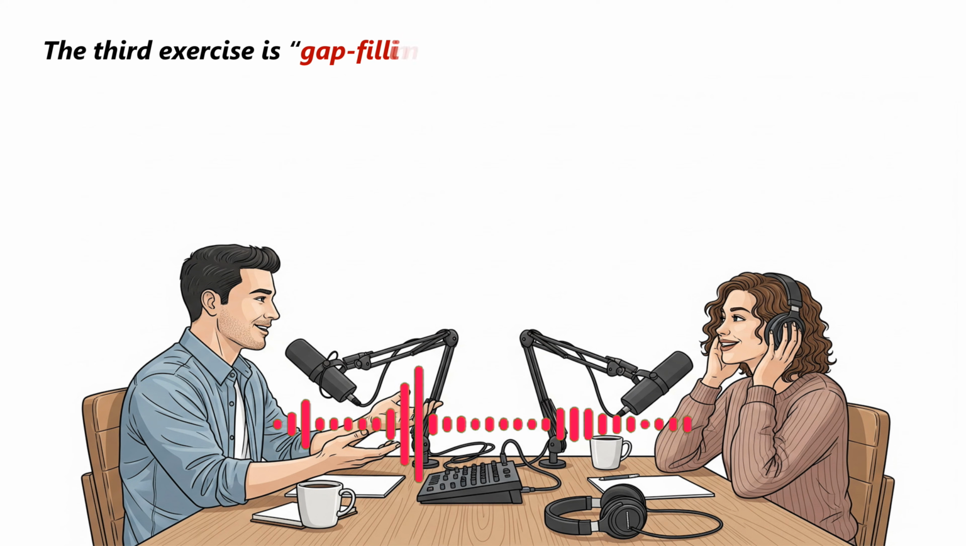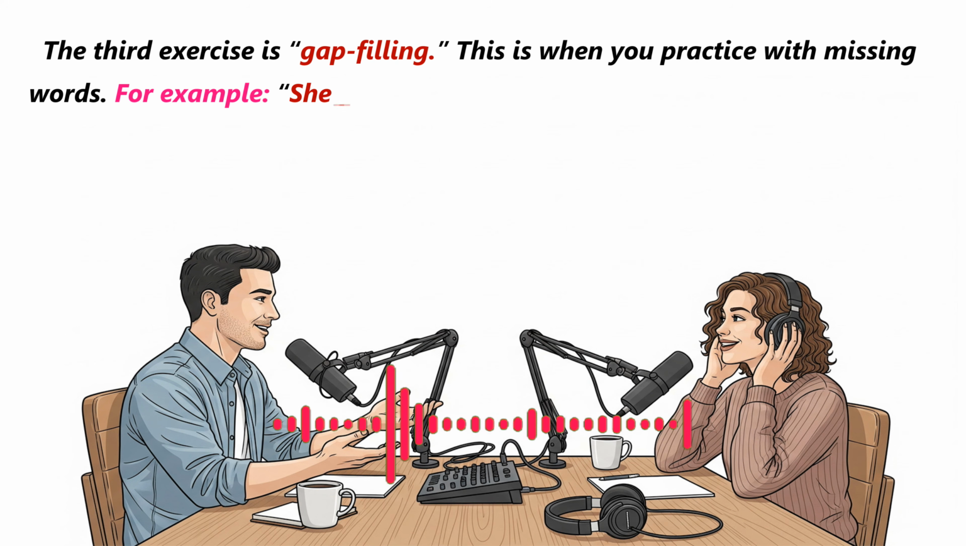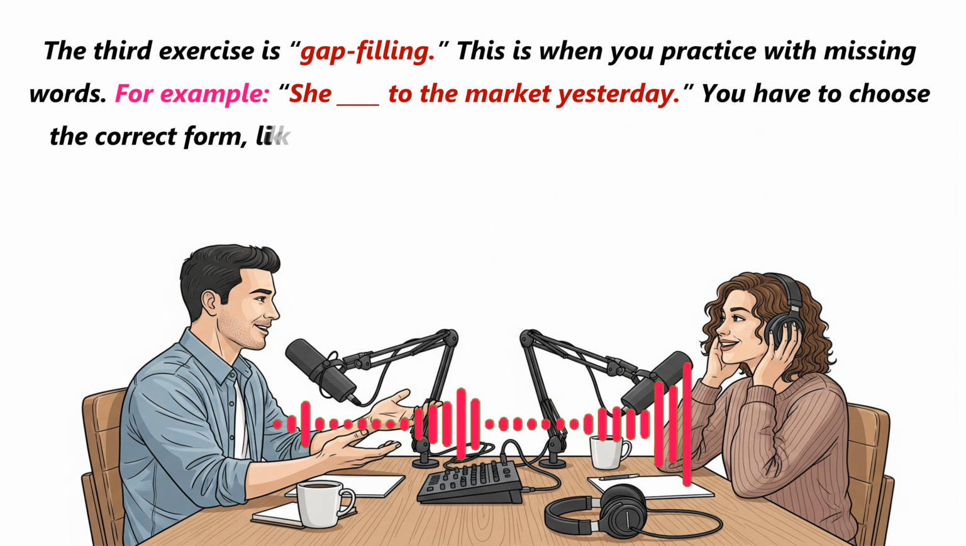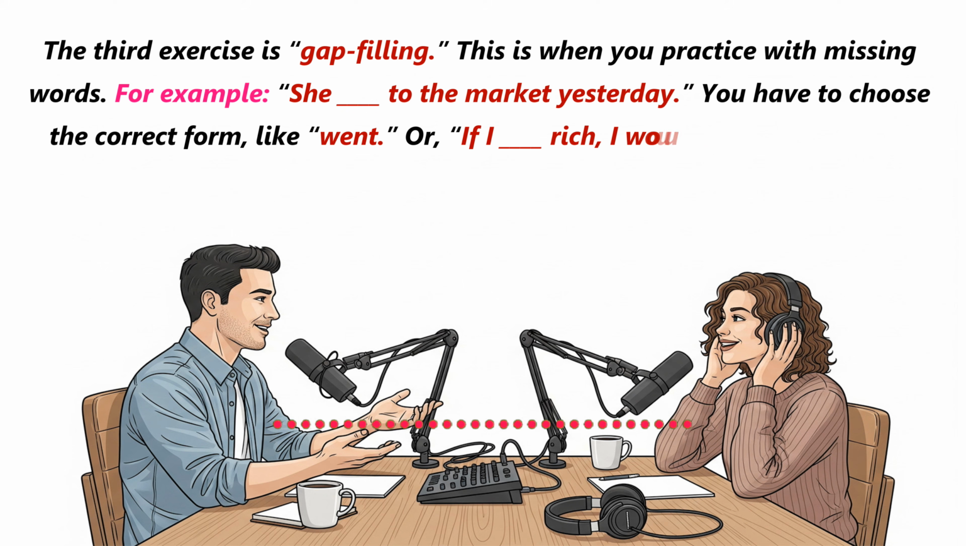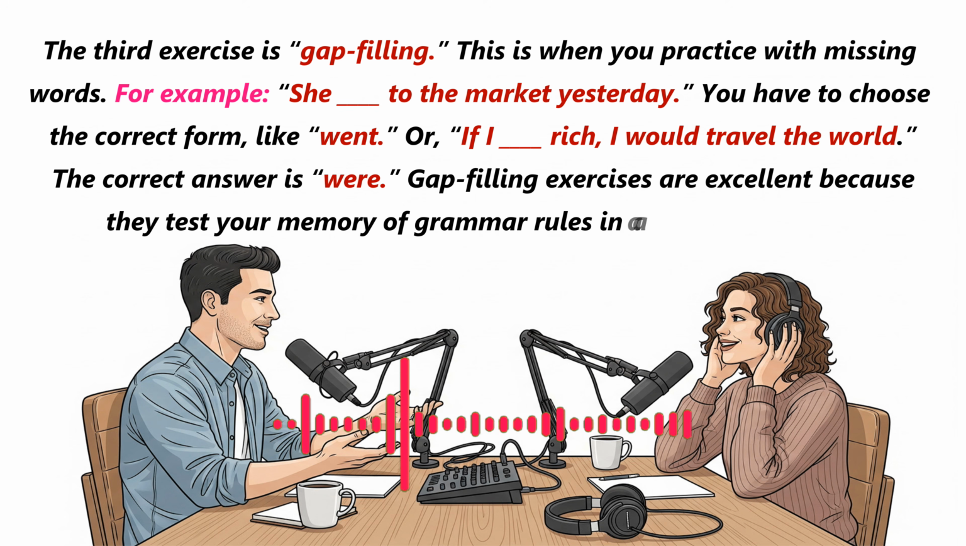The third exercise is gap filling. This is when you practice with missing words. For example, "She to the market yesterday." You have to choose the correct form like "went," or "if I rich, I would travel the world." The correct answer is were. Gap-filling exercises are excellent because they test your memory of grammar rules in a practical context.